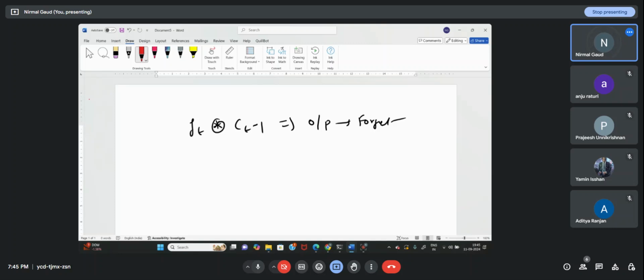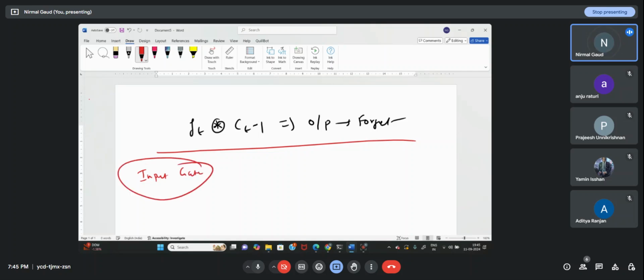Okay, after the forget gate, what you got from here, now comes the input gate. And in the input gate there are two operations. One is gathering information. One is filtering information. These two operations are performed in the input gate.